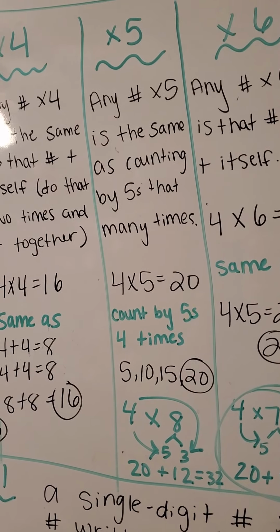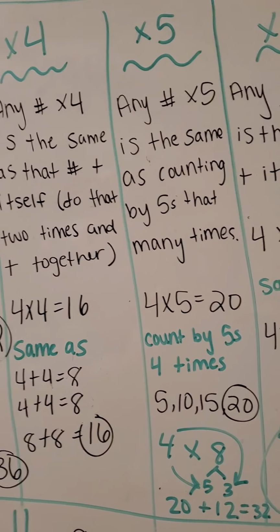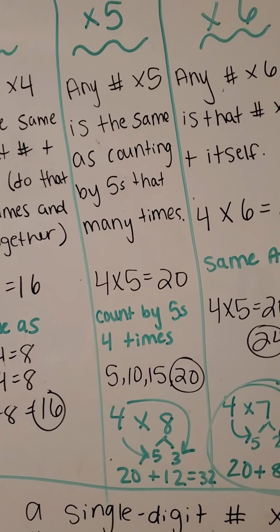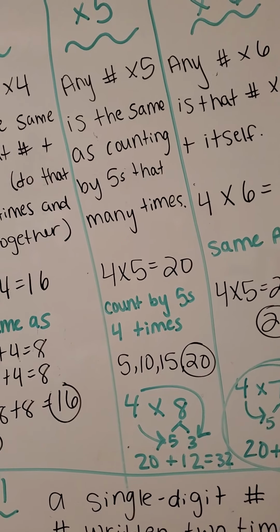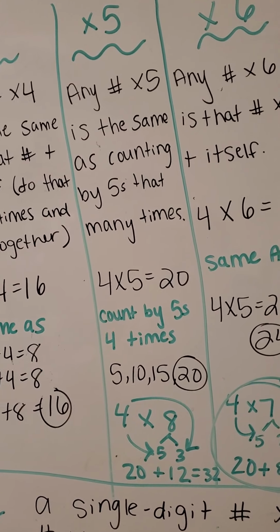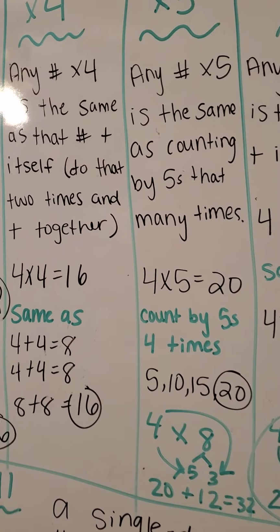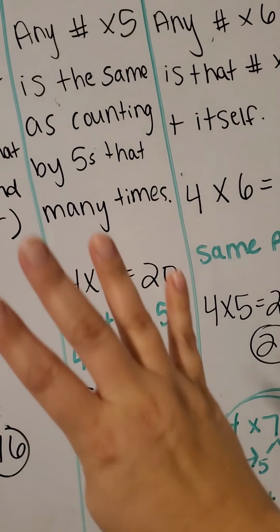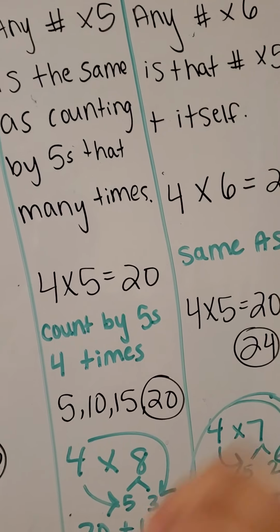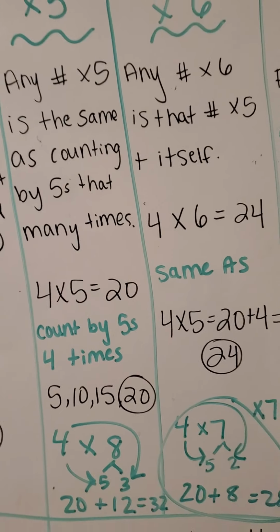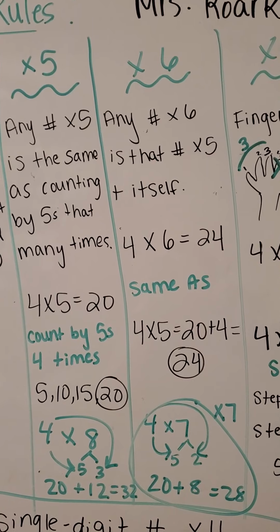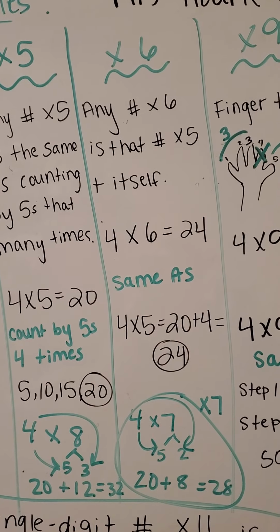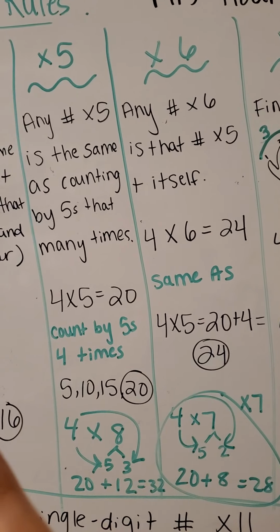All right, times 5. We've been working on counting on by 5 since elementary school. You guys are pretty good at that. Everybody has a pretty firm foundation on how to skip count by 5s. So if I'm looking at 4 times 5, that's saying that I'm going to count by 5s 4 times. So 5, 10, 15, 20. Again, making 4 equal groups of 5. All right, multiplying by 6. Any number times 6 is that number times 5 plus itself. So again, if you know your 5s, you can do your 6s.